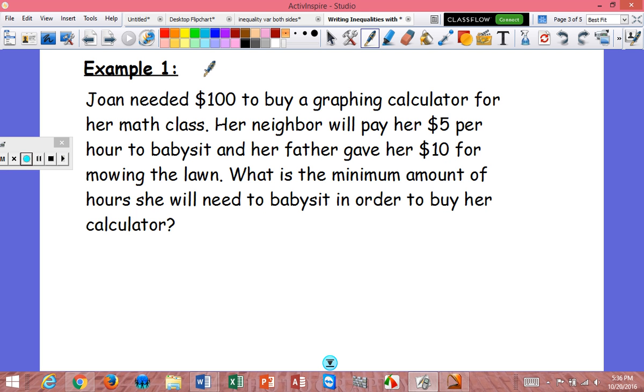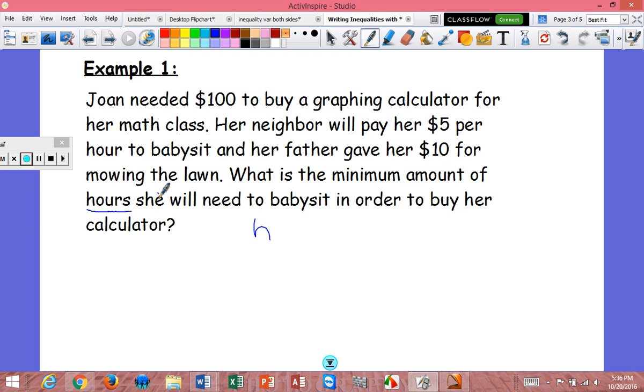Alright, example 1. Joan needed $100 to buy a graphing calculator for her math class. Her neighbor will pay her $5 per hour to babysit, and her father gave her $10 for mowing the lawn. What is the minimum amount of hours she will need to babysit in order to buy her calculator? So first, let's identify the variable. It says, what is the minimum amount of hours? So since we are looking for hours, I'm going to use an H to represent that.